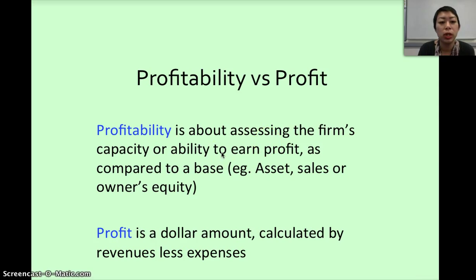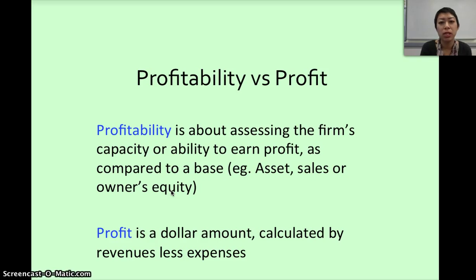Having a look at these two terminologies, we've looked at profit in a lot of detail. Profit is just a dollar amount calculated by revenues less expenses, whereas profitability is about assessing the firm's capacity or ability to earn profit, usually as compared to a base such as assets, sales, or owner's equity. So for example, if company A has a profit of $1,000 a month and company B also has $1,000 profit for the same month, and they're similar businesses, it's difficult to judge which one's doing better because we don't know anything about their assets, or about the capital invested.